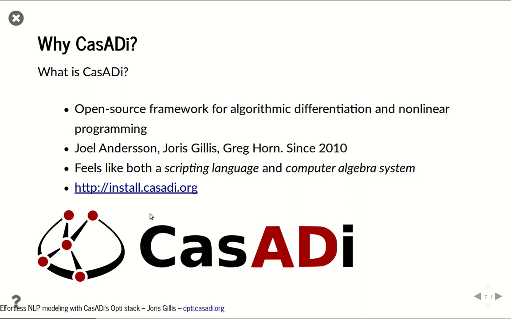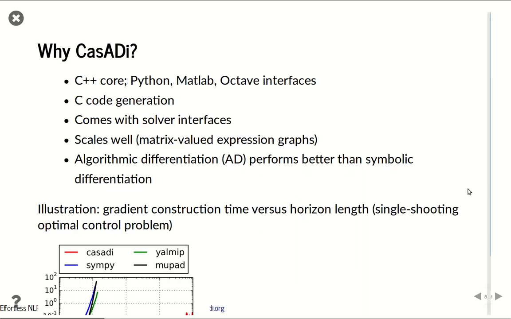It's fairly easy to install. Just go to the link here, installcasadi.org. You can even try it live in your browser if you want. Okay, what are other advantages of CasADi? We are a C++ project, and we have interfaces to Python, MATLAB and Octave. Today I will just present the MATLAB interface, because MATLAB is kind of well known in the area of research where I'm in.